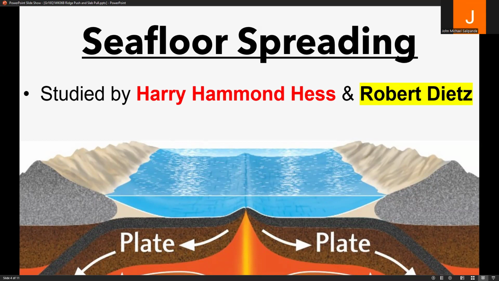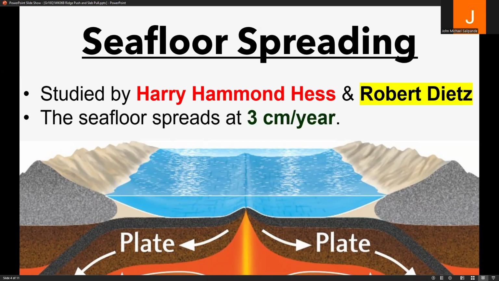Approximately, the seafloor spreads at 3 centimeters per year. So 3 centimeters out of 365 days, that's very short or slow, no? And that's good because that allows for lesser impact of earthquakes. Because if it is more than 3 centimeters per year, then we're probably rolling up and down everywhere.